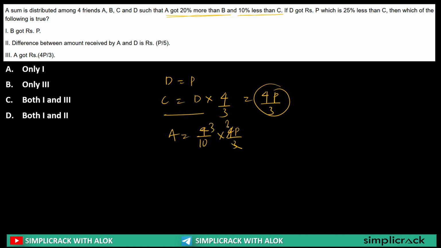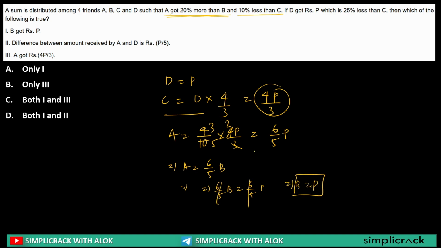This is 6 by 5 of P. This is what A got. What it is saying, A got 20% more than B. That means A is equal to 6 by 5 of B. Okay. And A is equal to what? A is equal to 6 by 5 P. That means B is equal to P. Here B got rupees P, that's correct.